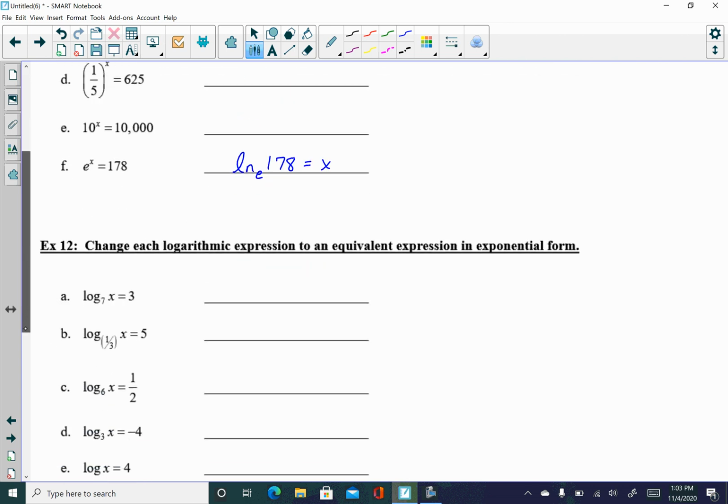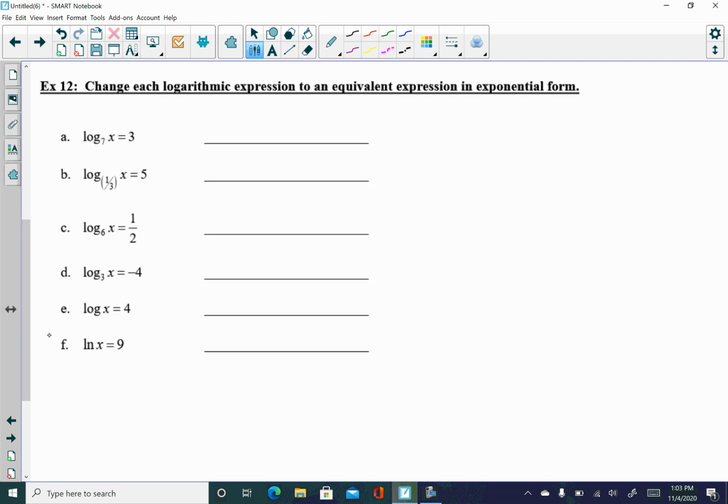Then I'm going to scoot on down here to our last example. I want to convert these logarithmic forms into exponential form. So that is base raised to the right-hand side equals the argument. So here this would be 7 cubed equals x. Letter B, 1/3, base raised to the right-hand side equals argument.